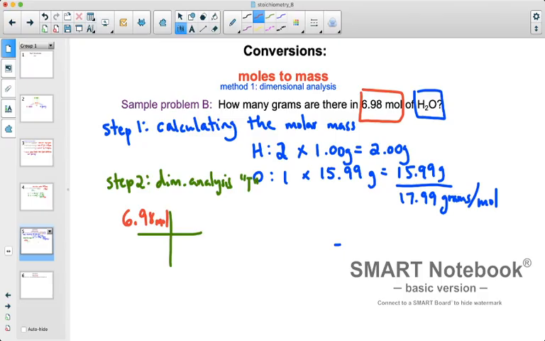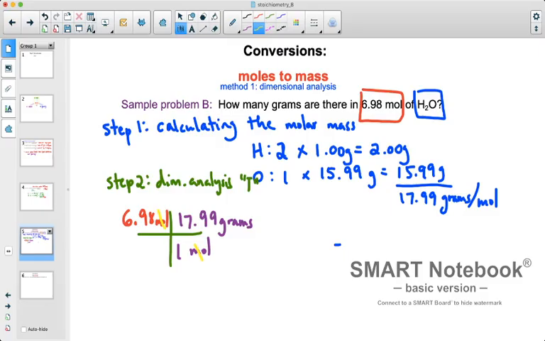On the other side, I now am going to put in the molar mass. But I'm going to put the molar mass in a way in which the units of moles can cancel themselves out. So I'm going to write down 1 mole is equivalent to 17.99 grams. By putting it in the T this way, I'm allowed to cancel out moles because one is at the top and the other one's at the bottom.